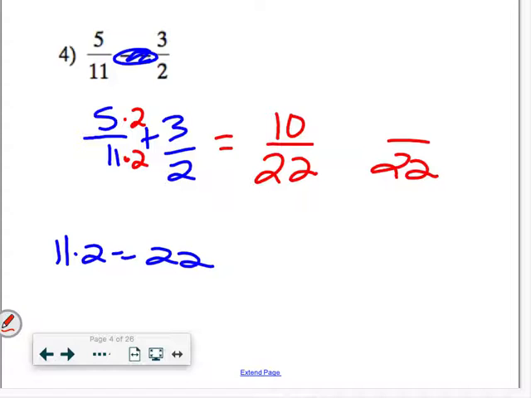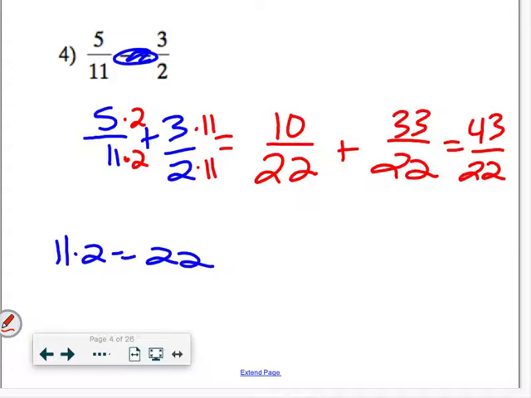Kind of like the reverse of simplifying. With simplifying, you divide the top and bottom by the same thing, right? It's still the same. Only with common denominator, you have to go the other way, because we want to get things to a point where we can add and subtract them. With 2, to get that to 22, we need to times that by 11. And again, you have to do that to the top then. And 3 times 11 is 33. Okay? 10 plus 33, 43 over 22.